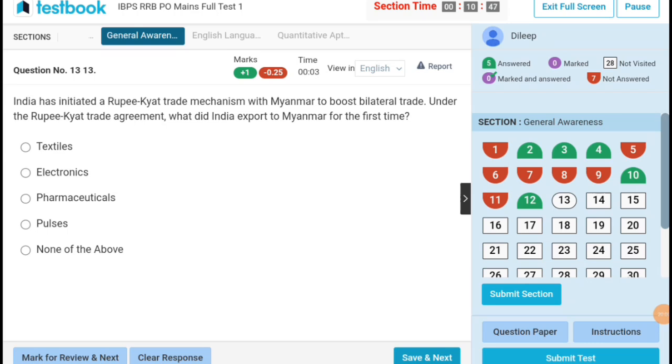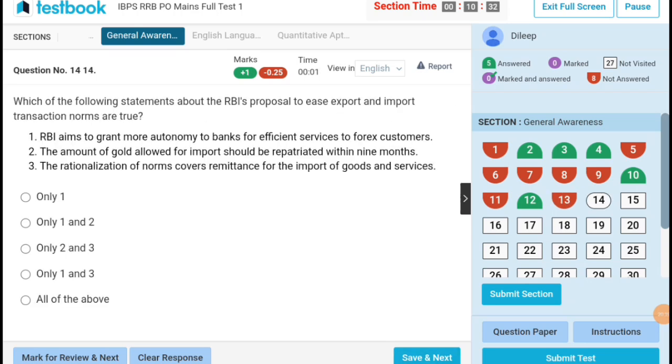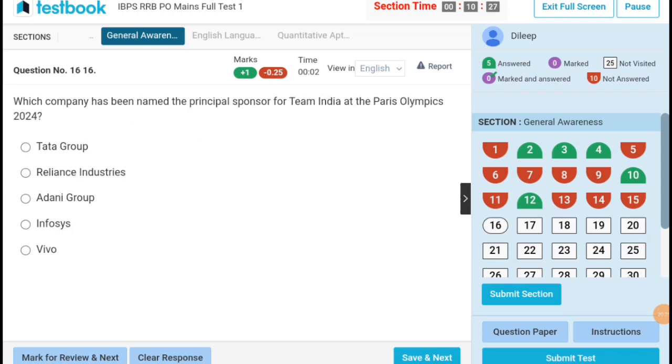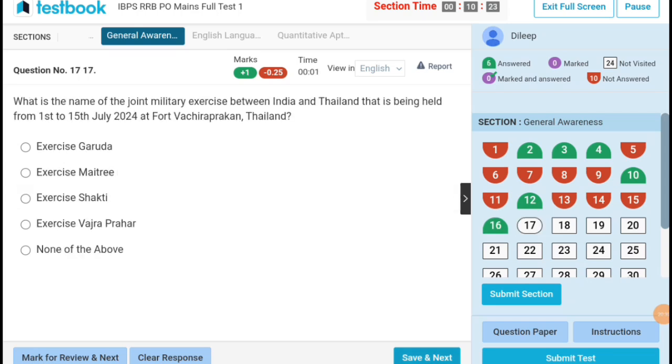India has initiated the Rupee Kyat trade mechanism. Textiles, I think, or pharmaceuticals. Which company was named principal sponsor of Team India? Adani Group. What is the name of the joint military exercise? Maitri.